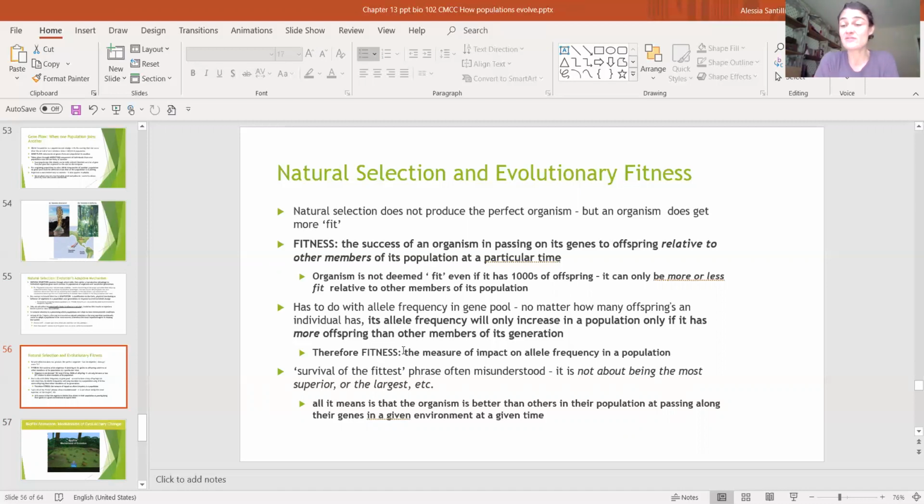So the survival of the fittest phrase is often misunderstood. This is not about being superior or large or mighty or strong. It's simply about having more offspring than other individuals.